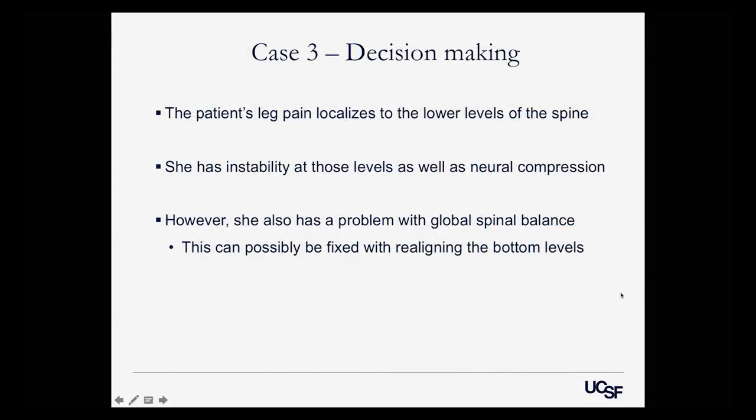So in this case, the patient's leg pain localized to the lower levels of the spine where she has instability as well as neural compression. But she also had a problem with global spinal balance. There is newer technology that I use where I can fix this global spinal problem just by treating this minimally invasively at the bottom levels. But it's hard to say if this will be enough or if she would still have pain after doing a smaller surgery.